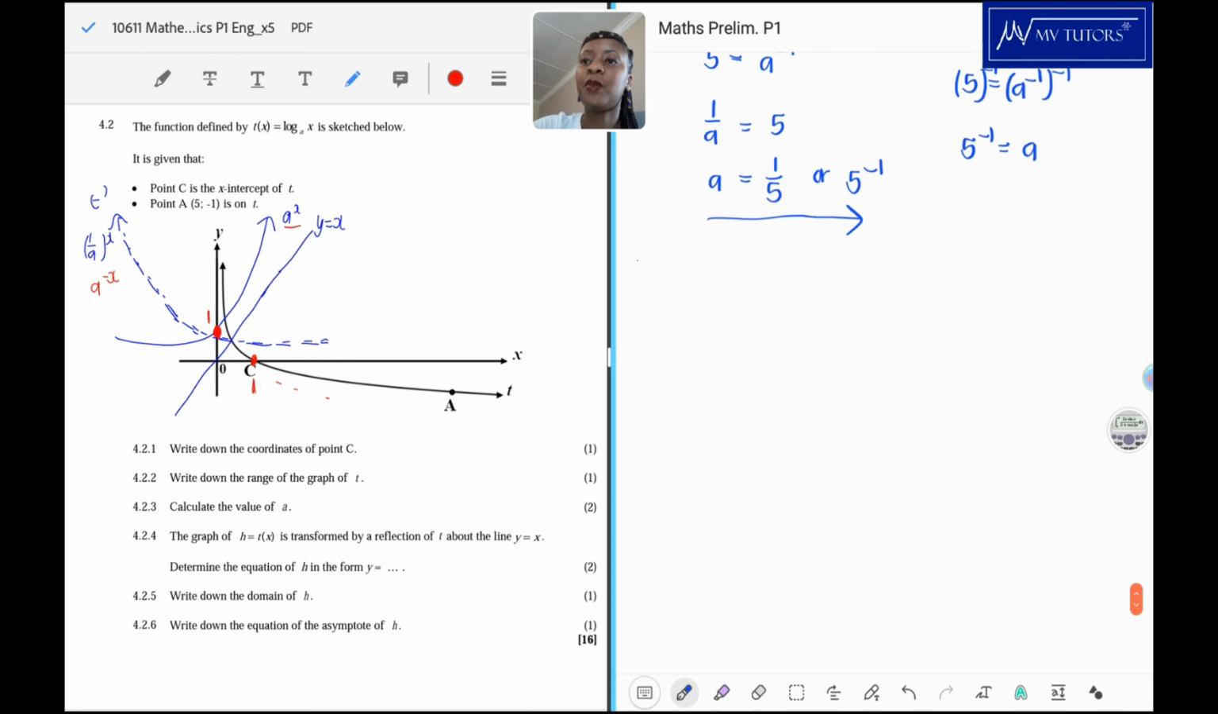Okay, 4.2.4. The graph of h is equal to t of x transformed by a reflection of t about... oh, so yay, I already drew it for you guys. So it is transformed by a reflection of t about the line y is equal to x. So this is actually h, the one that we drew here, and the one that we have here is t. And this one is just my own one, I'll call it S something. All right. So determine the equation of h in the form of.